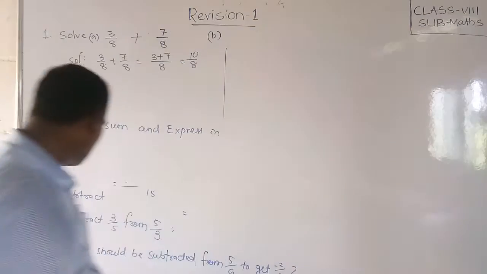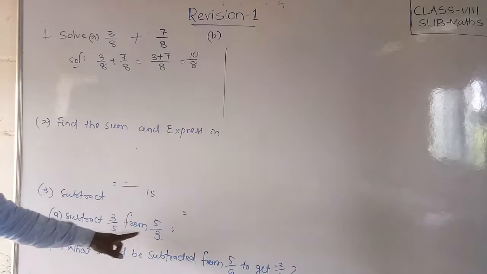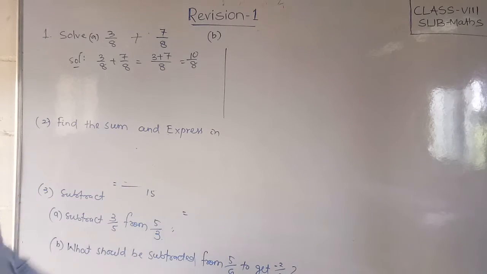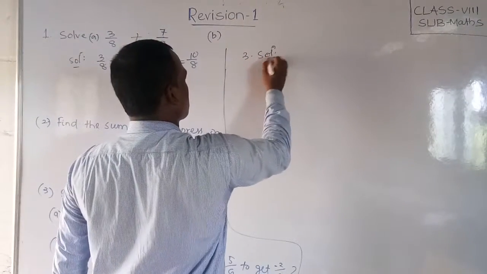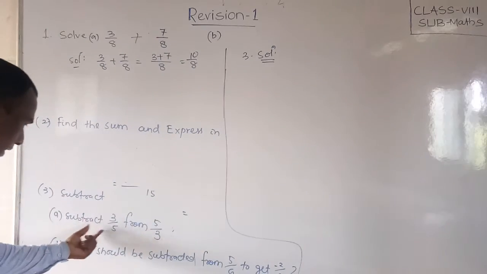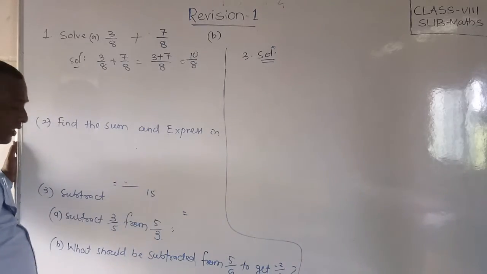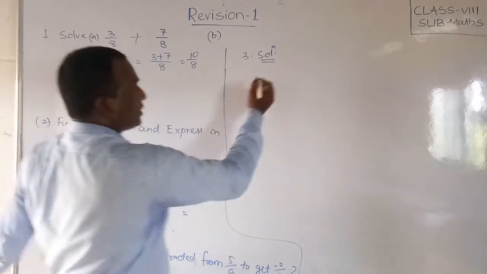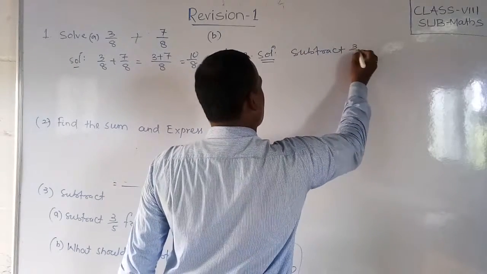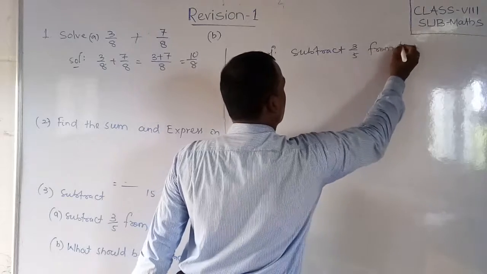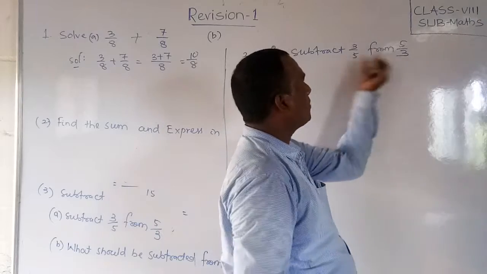Students, observe here, the third question was given to you: subtract 3 by 5 from 5 by 3. Very carefully understand this. I am doing the solution here. Most of the students do the method wrongly. Let me write the question: subtract 3 by 5 from 5 by 3. Students, what do we mean? From which number to which number do you have to subtract?